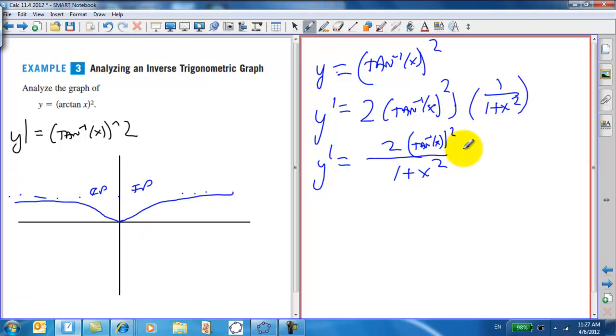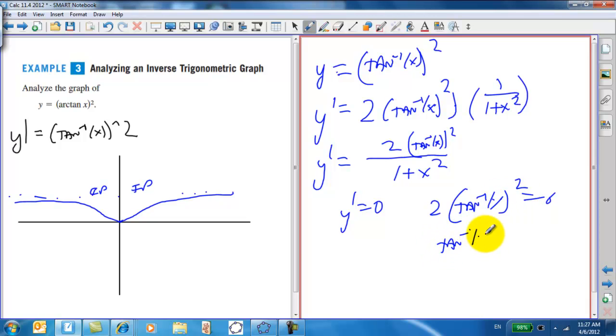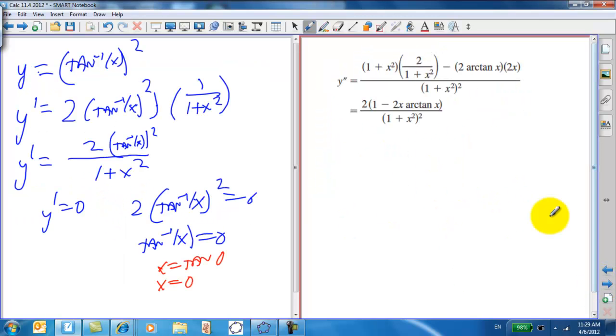no vertical asymptotes. Can we make the derivative equal to 0? Can we set 2 inverse tan of x squared equal to 0? When is the inverse tan of x equal to 0? When do you get a slope of 0? x equals tan 0, and the tan of 0 is 0. So we just get our one critical number at 0 here. Now we can use the second derivative to decide if that's a max or min. Visually you can see that's a minimum. But we're also interested in the inflection points, so let's go ahead and do the second derivative.